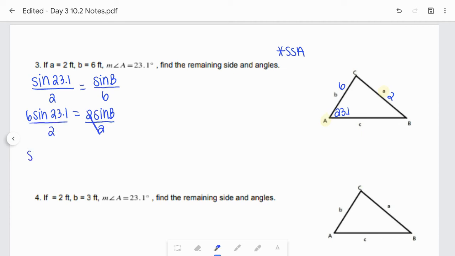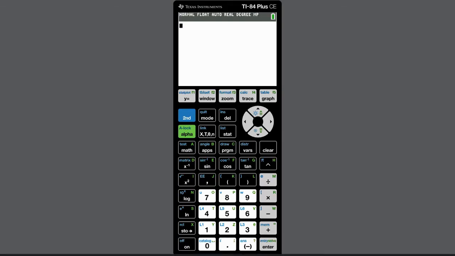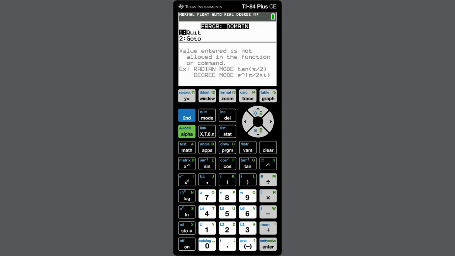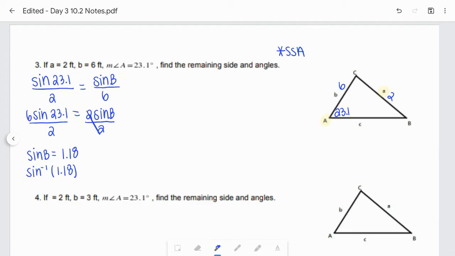Okay, so we get that sine B is equal to 1.18. Okay, so we would have to take the arc sine, but what you should notice is that sine is always between 1 and -1. So when I type this into my calculator, I get an error. Okay, so that tells me that there is no such triangle. And we are actually done with this problem.